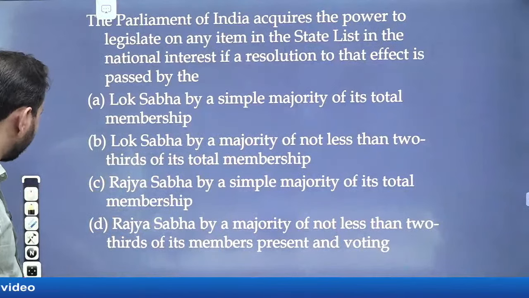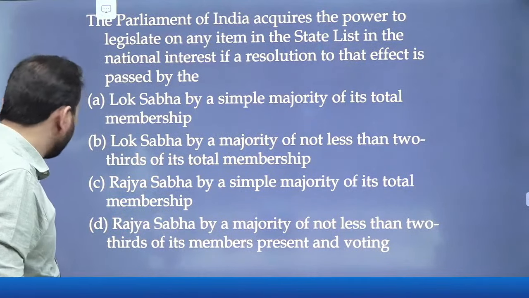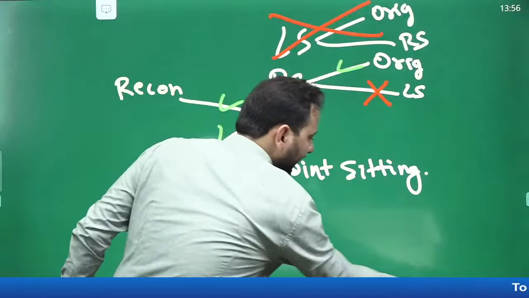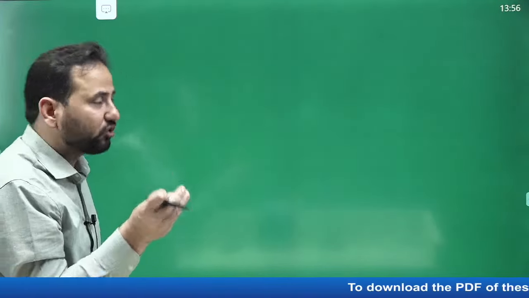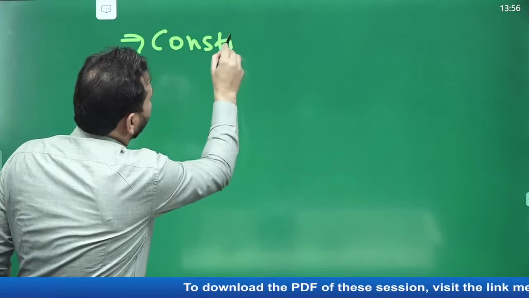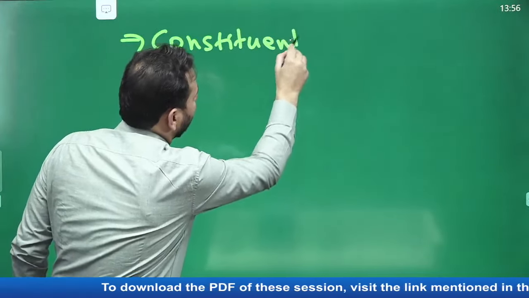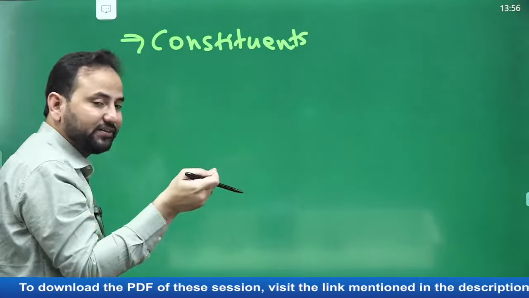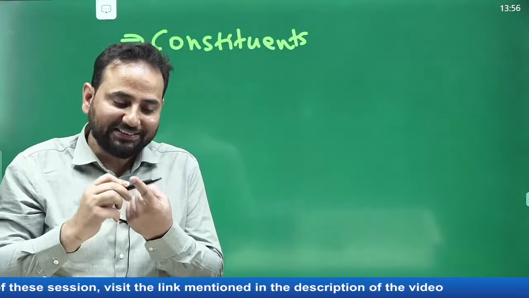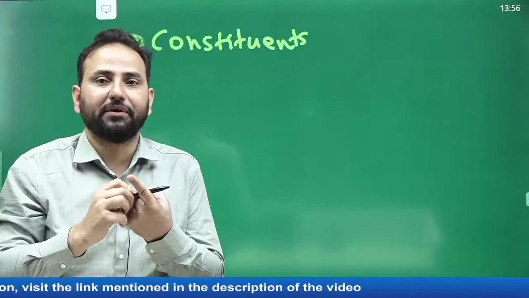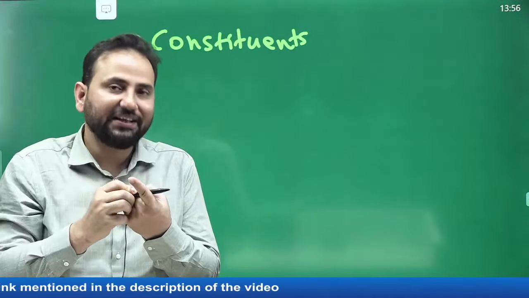So, these are the questions. Now, if you talk about the whole concept associated with this, then we have to see certain basic concepts in this process of lawmaking. The first concept is the constituents of Parliament. What does Parliament constitute? That is Lok Sabha, Rajya Sabha and the President of India. These three together come up with the concept of Parliament. So, at first we have to see these three concepts.